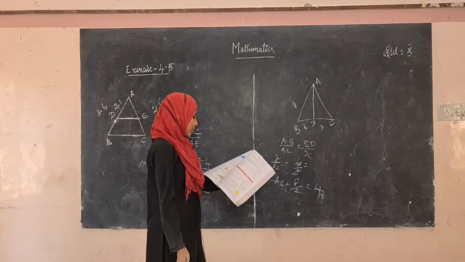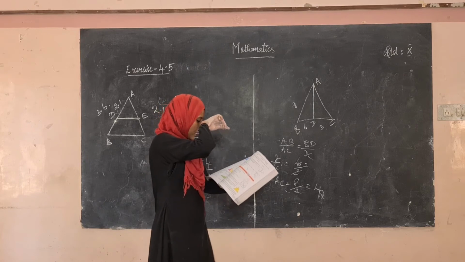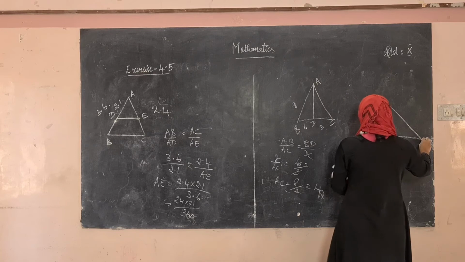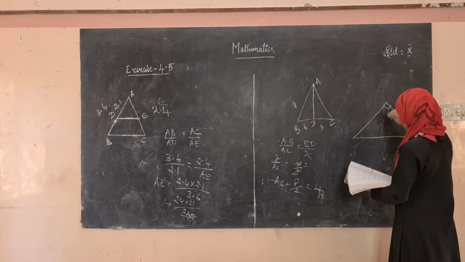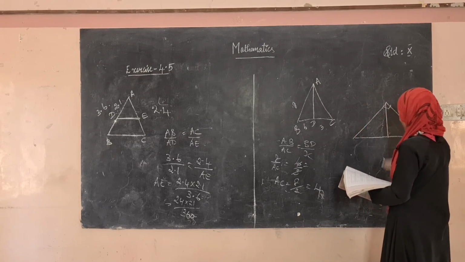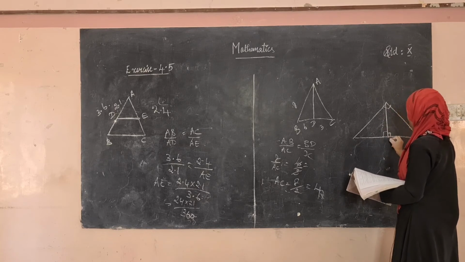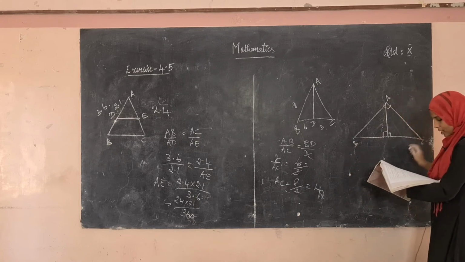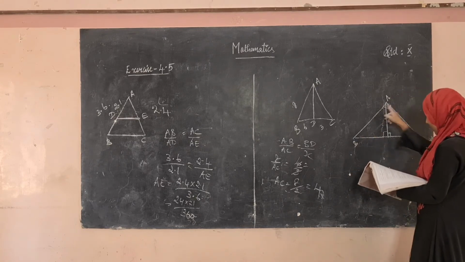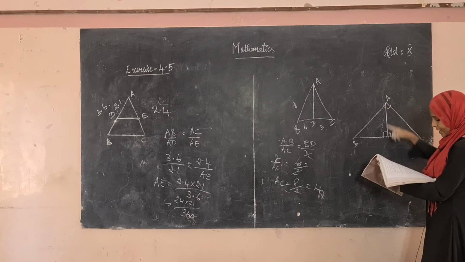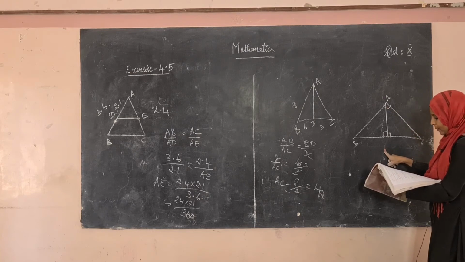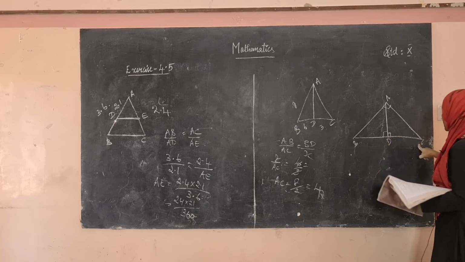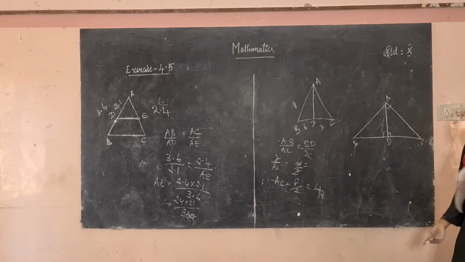Second option. In the eighth sum, in the adjacent figure, they have given a figure like this. This is 90 degree and this is the perpendicular line. This is also 90 degree, this is also 90 degree. So this is A, B and C. In the adjacent figure, BAC is equal to 90 degree, AD is perpendicular to BC. Then what is the answer? BD into DC is equal to DC square.